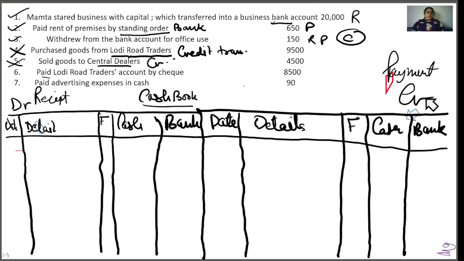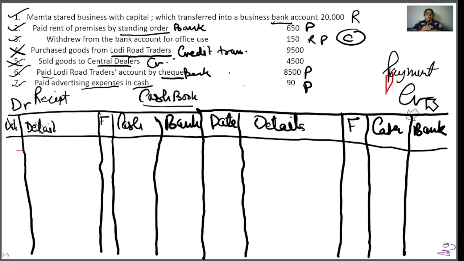Now paid. So it's a payment transaction. And what is involved? Check is involved. So bank is there. Next is paid advertisement expense. Expense is there, so it means it's a payment. And it is through cash. So cash transaction here. Understood? Now we are going to record it. Contra, I will explain you at the end. Let's understand the remaining transactions.